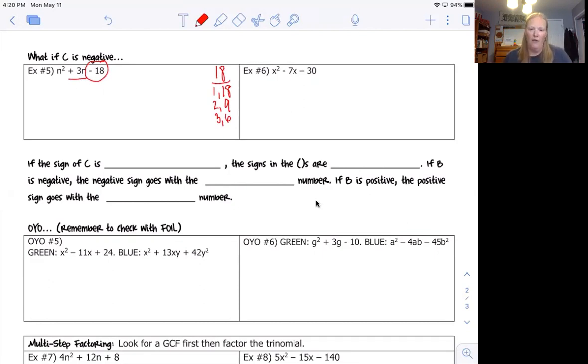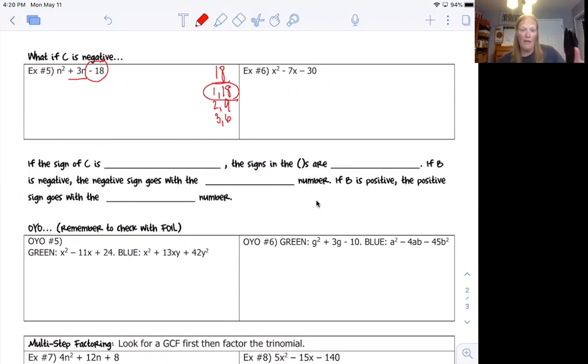Last time we just added them together, right? This time they could be added or subtracted. So 1 and 18 could give me 17, 18 minus 1, or negative 17, 1 minus 18, or it could give me 19, negative 1 plus 18... or 1 plus 18, or it can give me negative 19, negative 1 plus negative 18. Okay, so there's four options here.